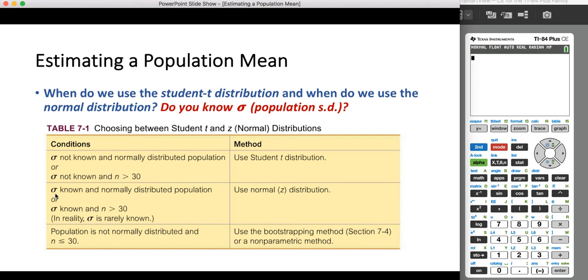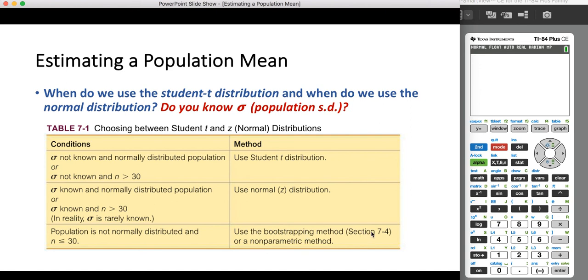If we do know sigma, if we know the population standard deviation, then we're going to use the normal distribution. The truth is, you very, very rarely know the population standard deviation and not the mean. If you know the population standard deviation, then you probably know the population mean, and none of this would be necessary.